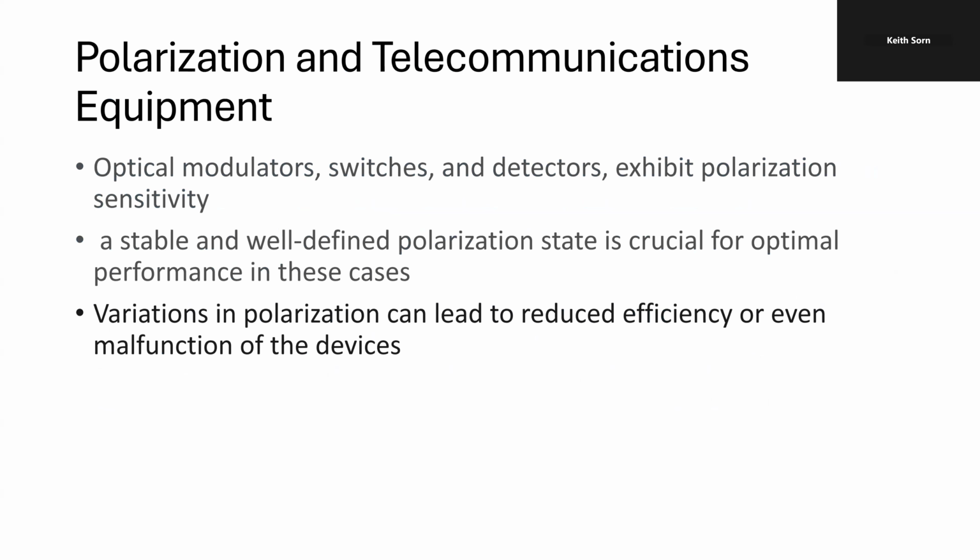Optical equipment that we use in telecommunication is sensitive to polarization. Modulators, switches, and detectors all exhibit polarization sensitivity. A stable, well-defined polarized state is crucial for optimal performance in these equipment. If there's variation in the polarization, i.e. it's just ambient, therefore random, it can lead to reduced efficiency or even malfunction of the device. So to get rid of the ambient, what we're going to do is to induce polarization.